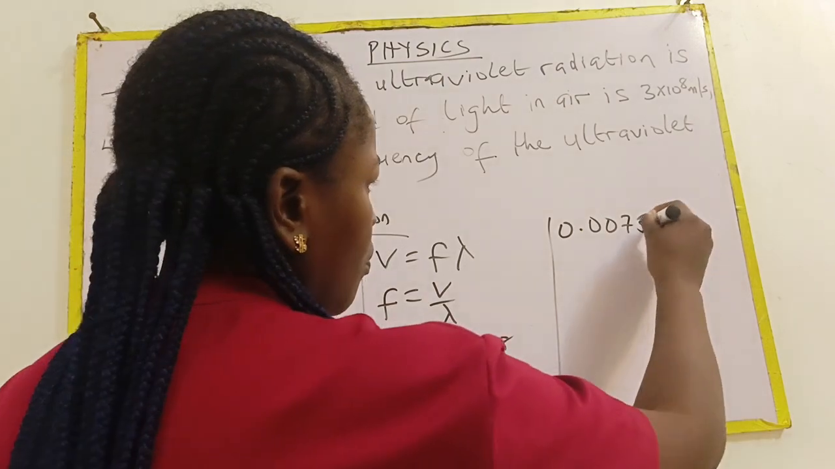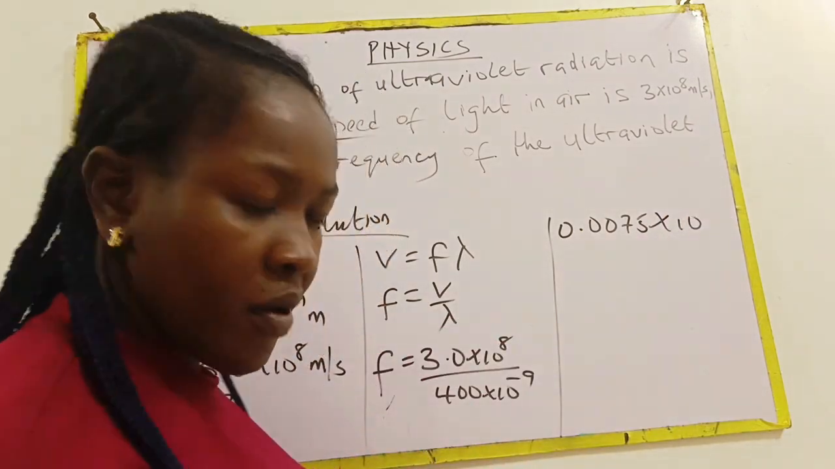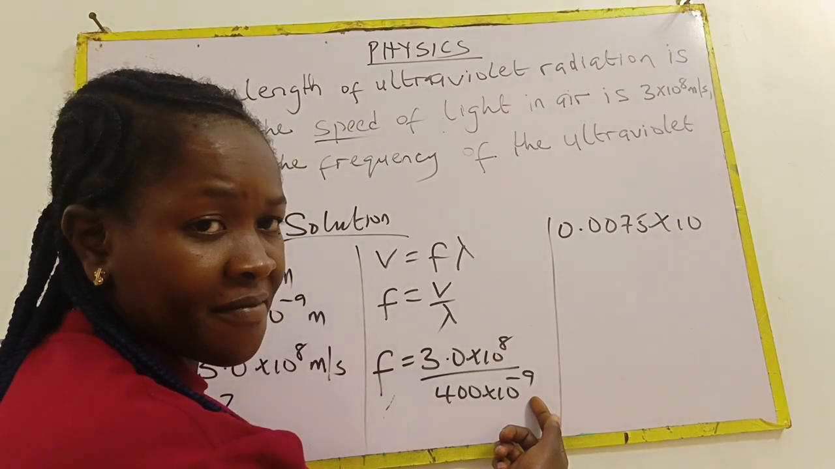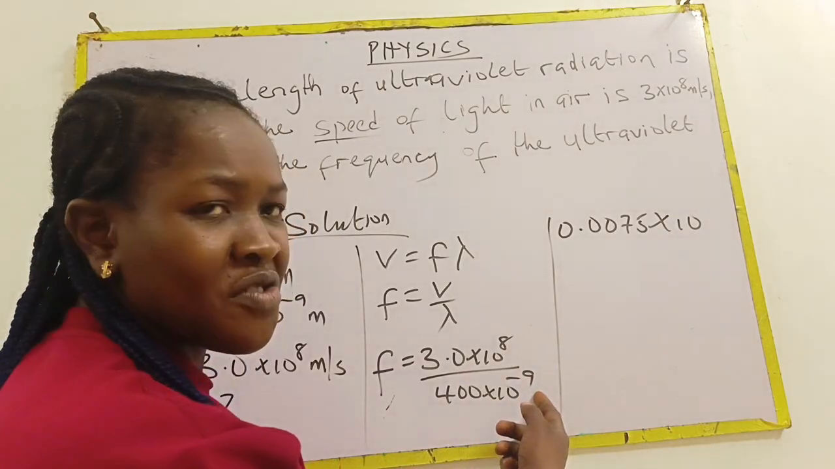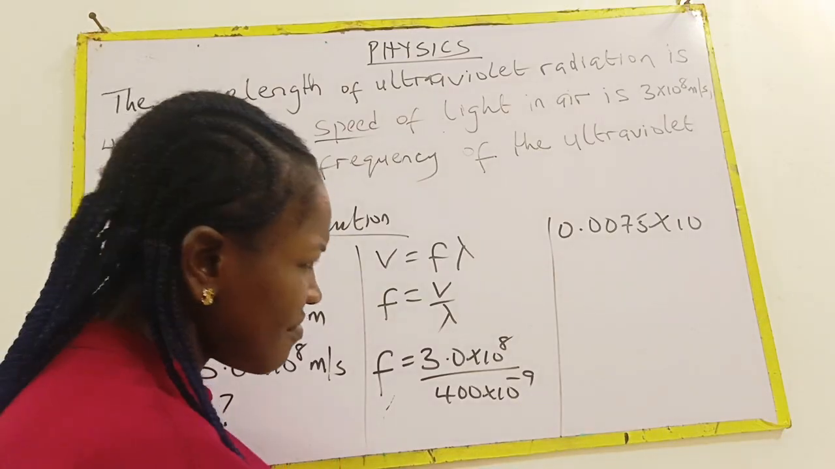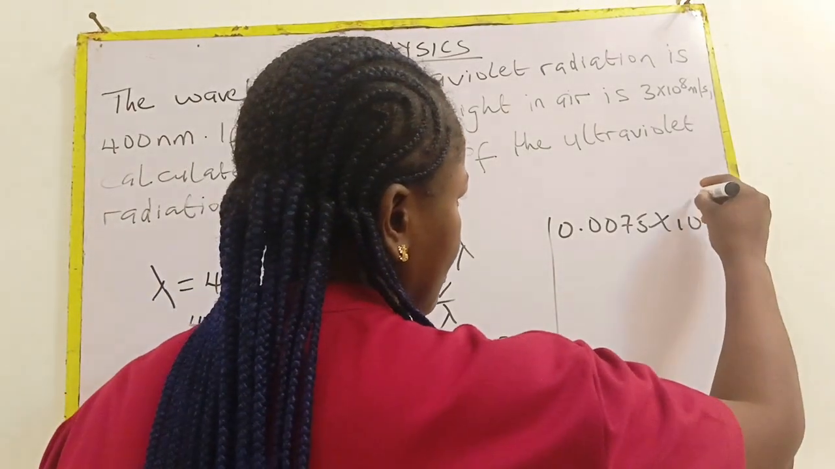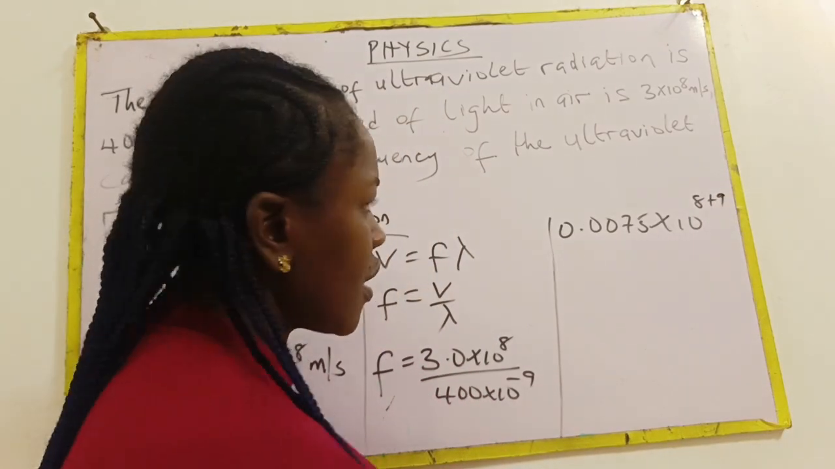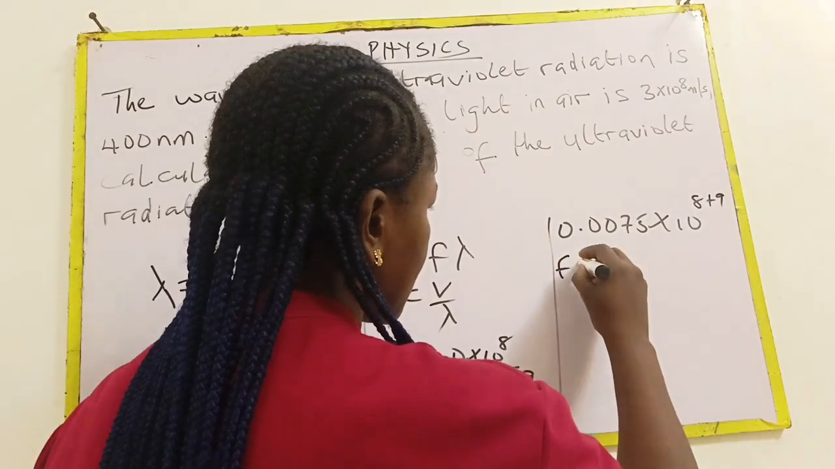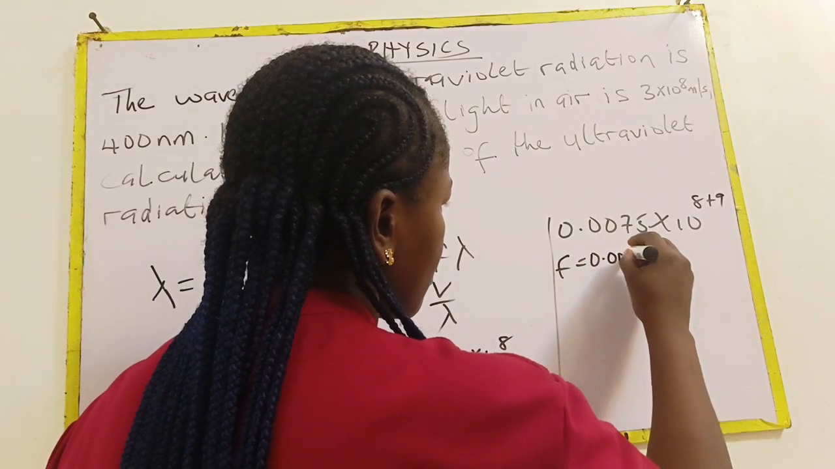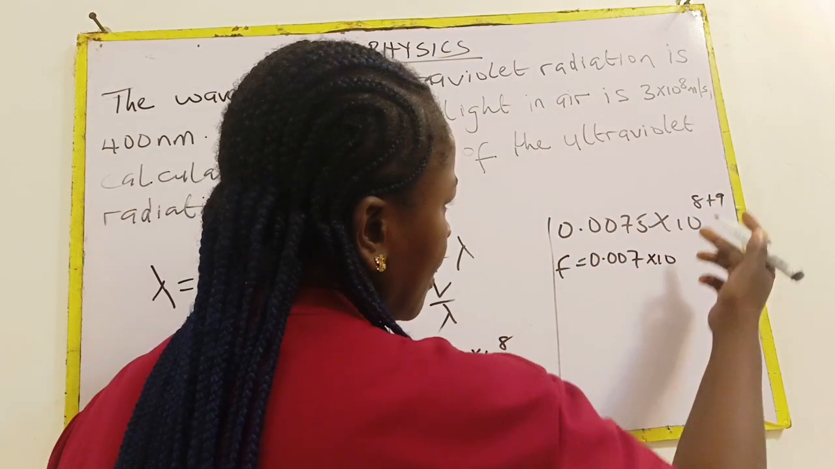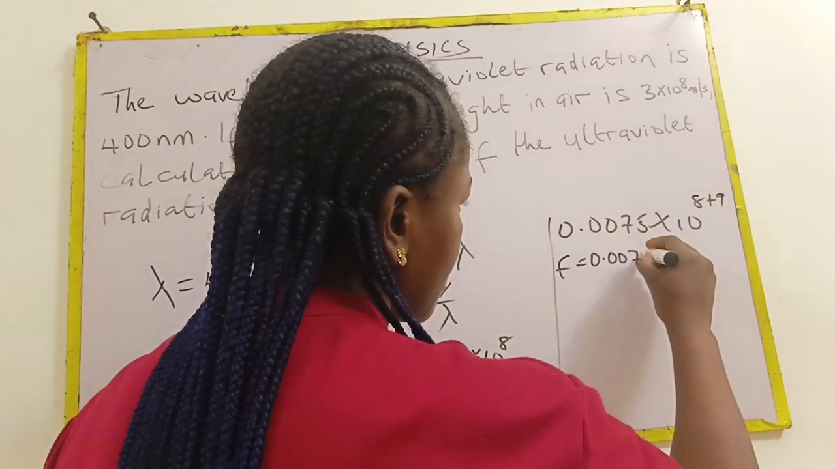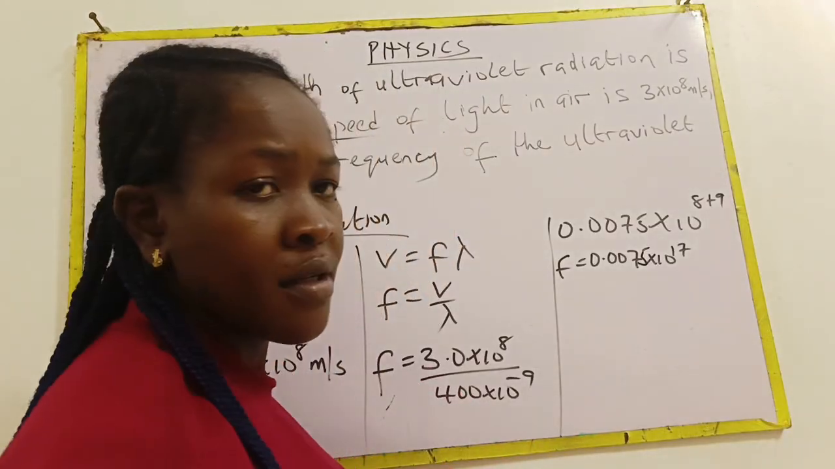0.0075 multiplied by 10 raised to the power. This is positive 8, this is negative 9. So if you cross this over, it changes to positive 9. And I say 8 plus 9. So you now say that the frequency will now give me 0.0075 multiplied by 10 to the power positive 17.